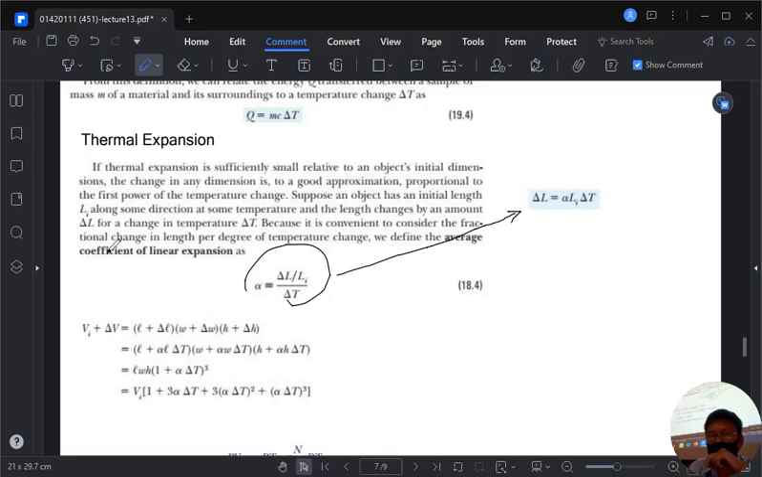This is the coefficient of linear expansion. This is called thermal expansion by heat alone. Usually the temperature is in Kelvin or in degrees Celsius.